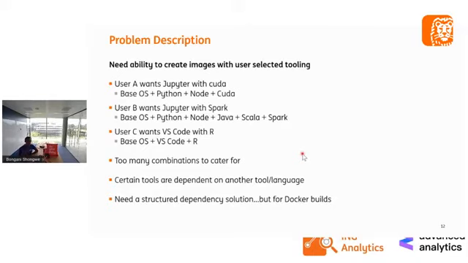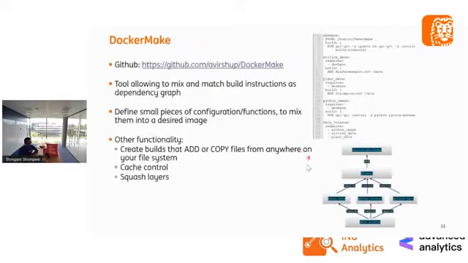So what we needed was some form of structured dependency solution, but for Docker builds. What we came across was Docker Make. Docker Make is an open source project. It's a command line tool to build and manage stacks of Docker images. With Docker Make, you can mix and match different sets of build instructions as a dependency graph to create maintainable and extensible stacks of Docker images.